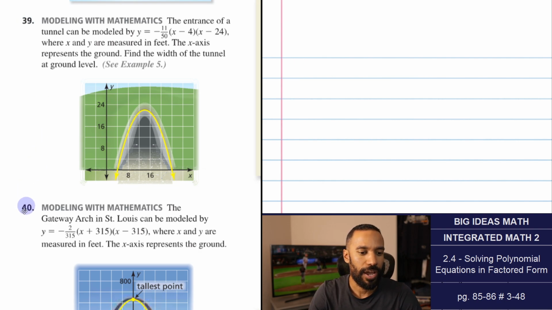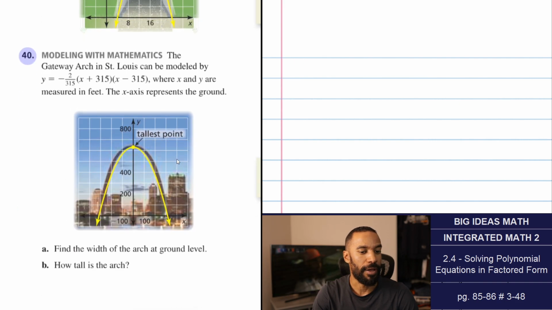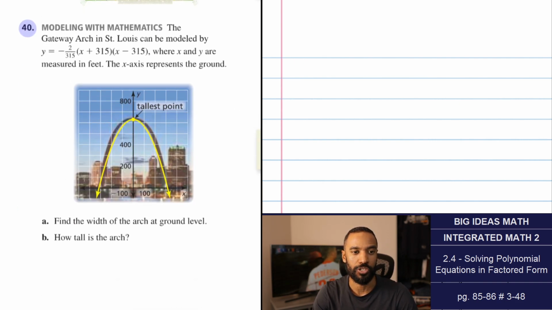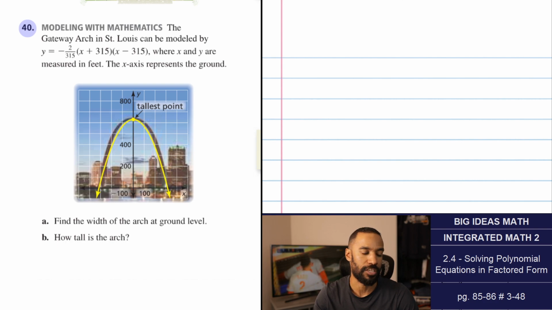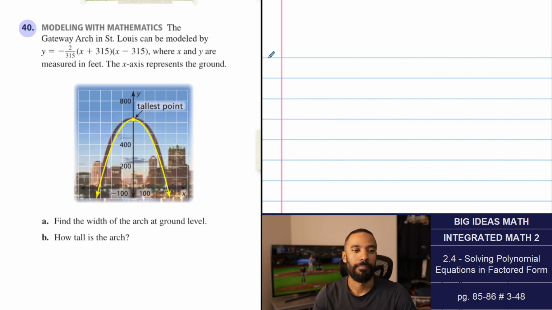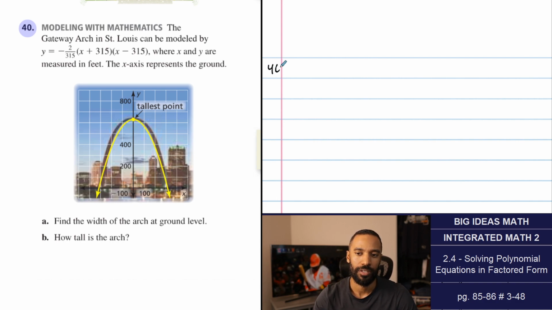Okay, the Gateway Arch in St. Louis can be modeled by this. And by the way, I believe that it actually is a parabola. There are some scientific reasons why having it as a parabola is very helpful. So it's a quadratic equation. So it can be modeled like this, where x and y are measured in feet. The x-axis represents the ground. Okay, so find the width of the arch at ground level.